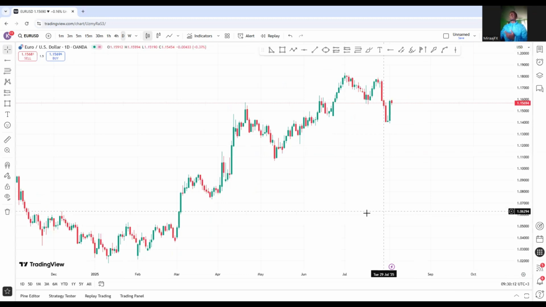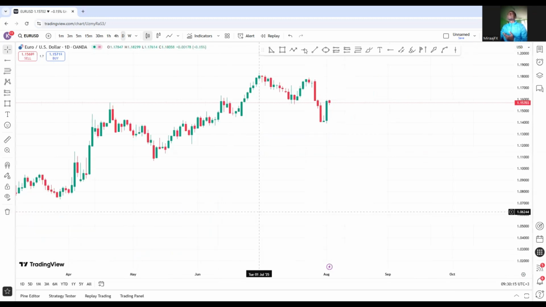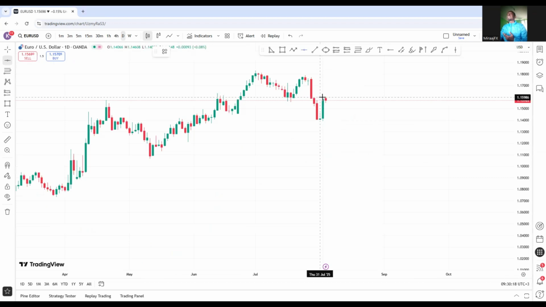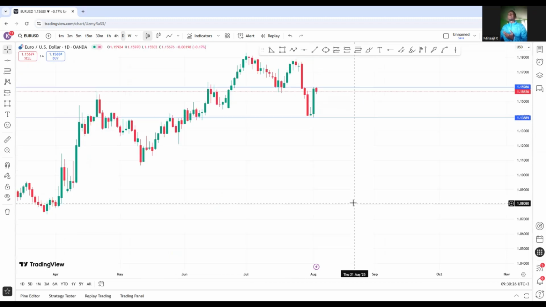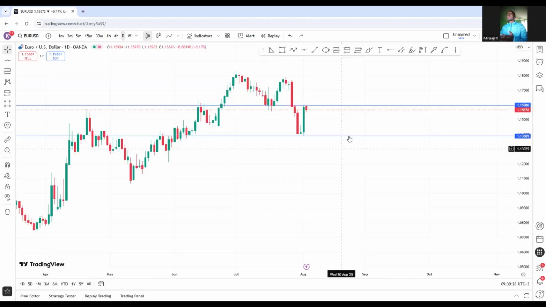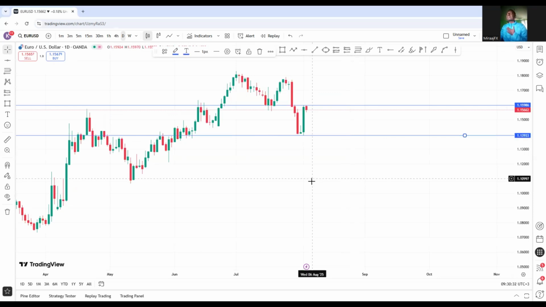So the very first thing that I normally like to do is go to the daily time frame and mark the high and the low of the previous day. Just that, simple as that. The previous day high and the previous day low. So this for me is going to mark out my support and resistance, the immediate support and resistance on the daily time frame. That is my personal preference.